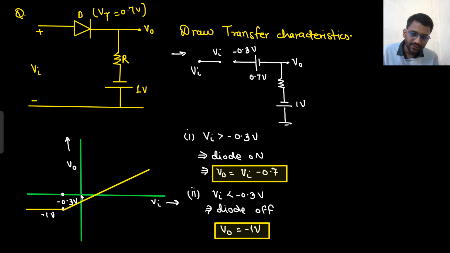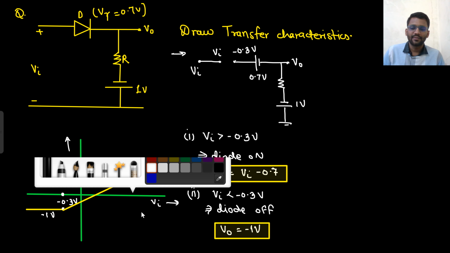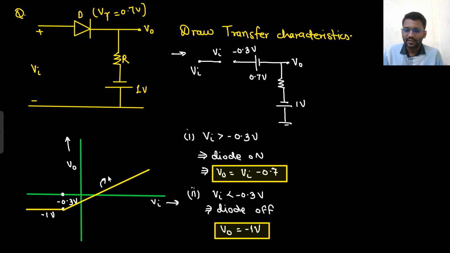Because at V in equals 0 volt, you are having minus 0.7 volt here. Are you getting my point? So that's why it will not go from the origin, it will go like this. Understood? V in equals 0 means V naught equals minus 0.7. V in equals plus 0.7 means V naught equals 0. So that's how we will make the graph. V naught equals V in minus 0.7.